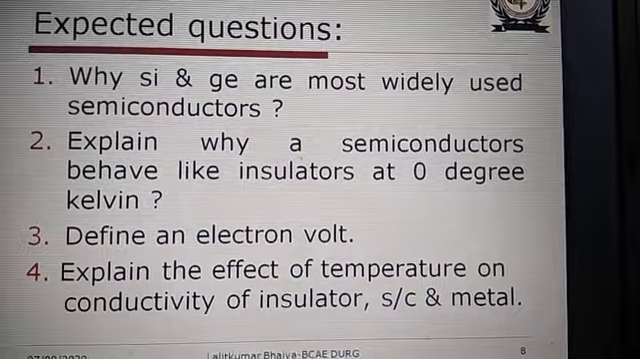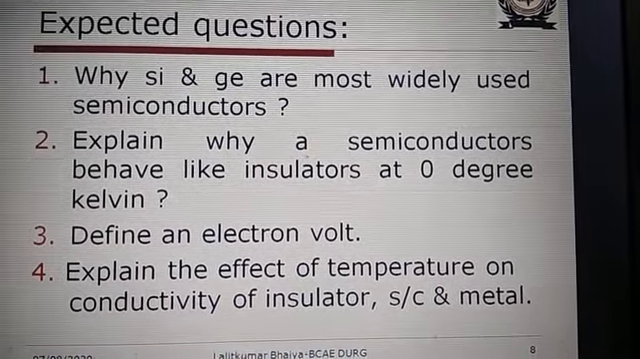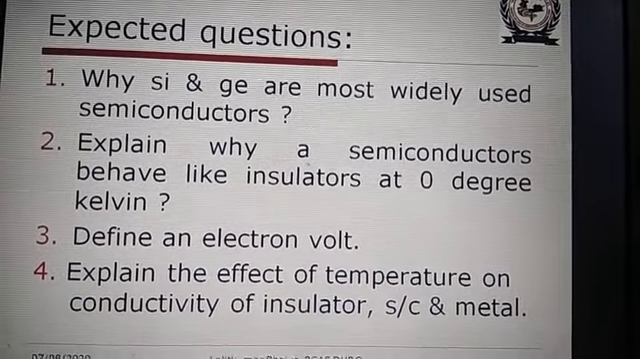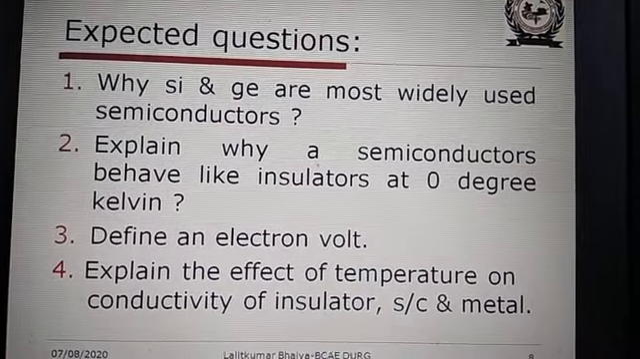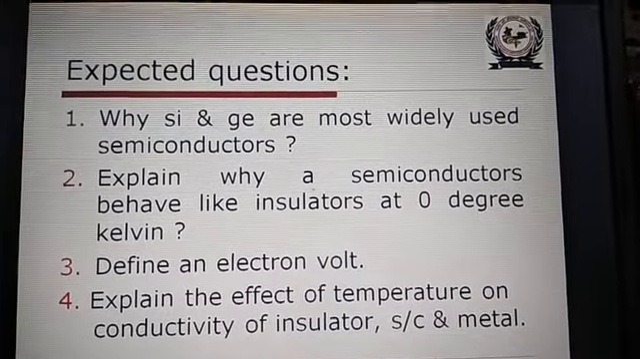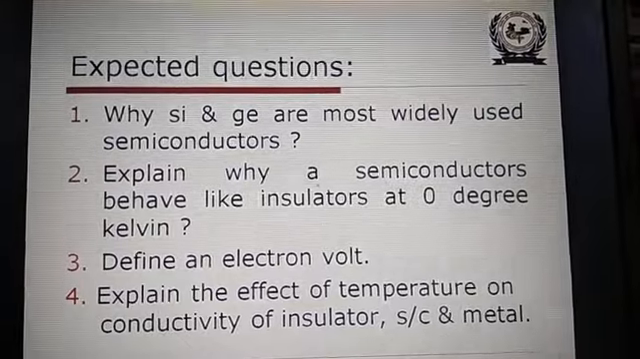Explain why semiconductors behave like insulators at 0 degree Kelvin. Define an electron volt (eV) and explain the effect of temperature on conductivity of insulator, semiconductor and metal. So you can answer these questions from the previous 3 videos, and this is the 4th video till now.